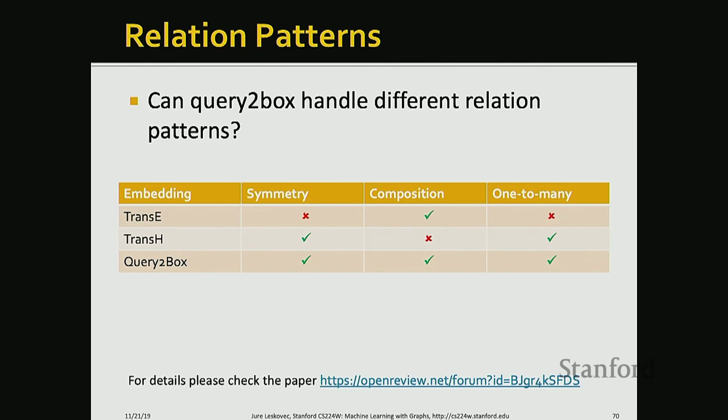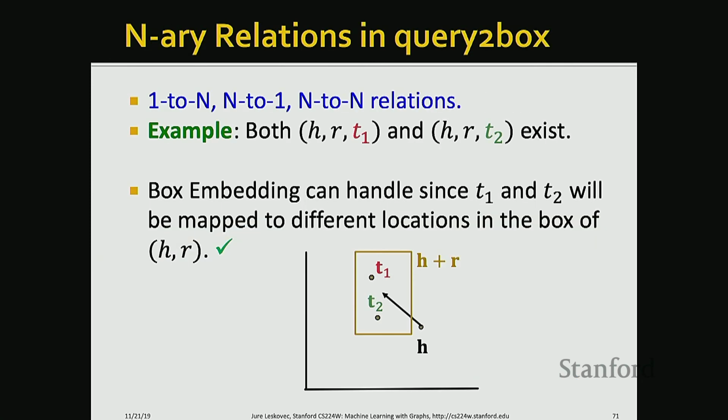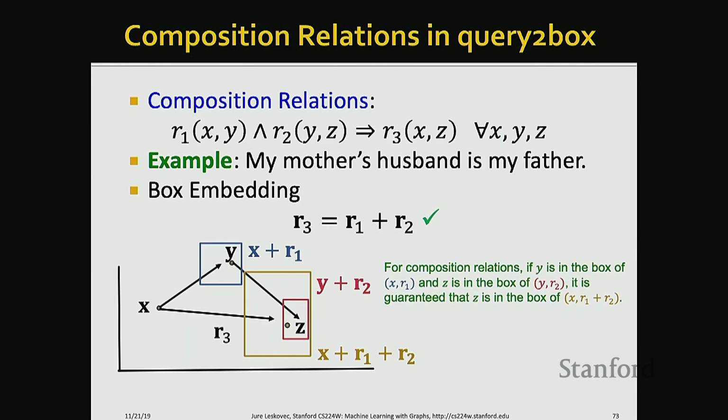So if I had time, I would try to show you also very quickly that Query2Box supports altogether symmetry, composition, and one-to-many properties. I will not have time, so the paper is here. If you're curious, you can go and check it. I will skip these slides.